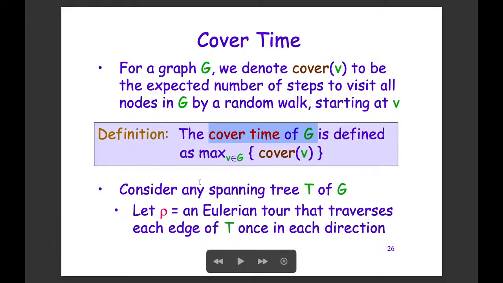So in order to get a bound, we want to give an upper bound, although cover time can be very bad, so that the cover time cannot be that bad. Here, let us consider any spanning tree T of the original graph. And then we let rho be an Euler tour that traverses each edge of this spanning tree T once in each direction.